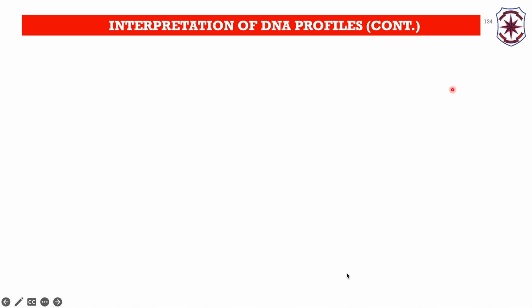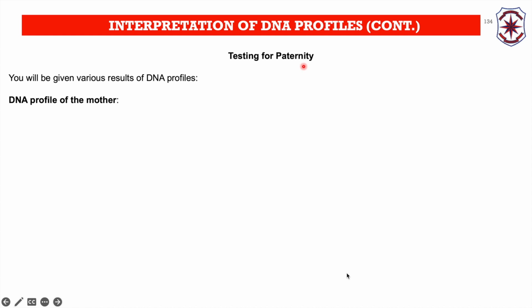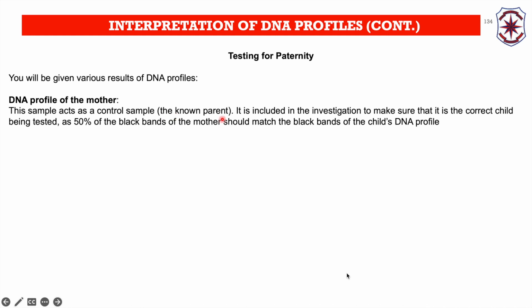Okay, guys, let's start with our first scenario, testing for paternity. When you are testing for paternity, you will be given the following DNA profiles. The first DNA profile that you will be given is the DNA profile of the mother. Remember, we are testing for paternity. We are testing who is the biological father of that particular child. However, you will be given a DNA profile of the mother as well. Why is this DNA profile of the mother given if we are testing who the father is?